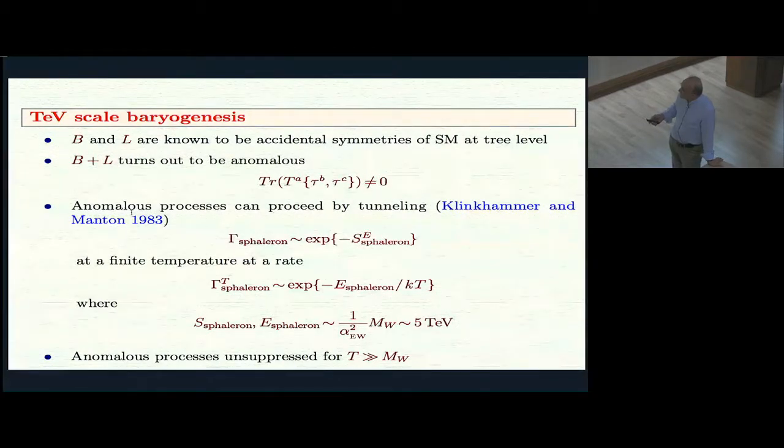So that at zero temperature, it would go like the exponent of the Euclidean action of the Sphaleron. And at finite temperature, it would be determined by the ratio of the energy to the Boltzmann factor. Both of these numbers, approximately, at least at low temperature, are proportional to W mass divided by alpha, meaning the square of the coupling of weak interaction. So it comes to several TeV.